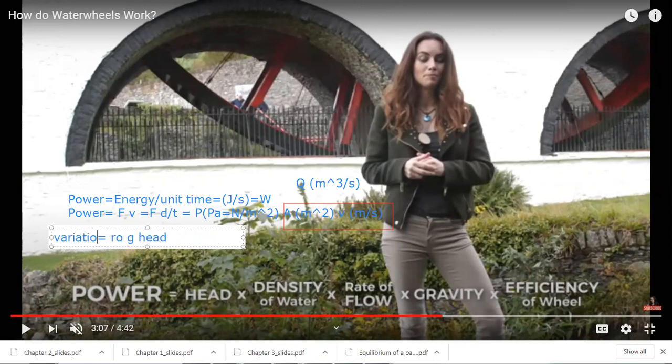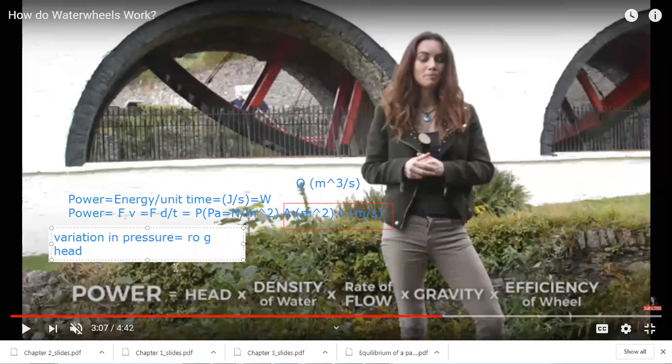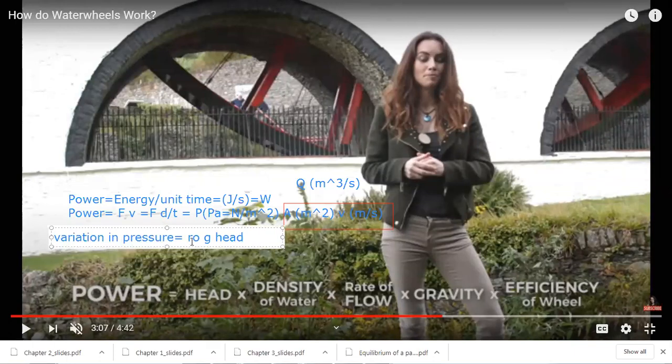So my variation in pressure is equal to rho G times the head, rho G delta H, okay? Because as my water will flow down, I will have a certain pressure variation, which is rho G times H, which is called the head, okay? So this will give me the expression of P, and then when I multiply this by Q, I will obtain power, okay? Because power is P times Q.